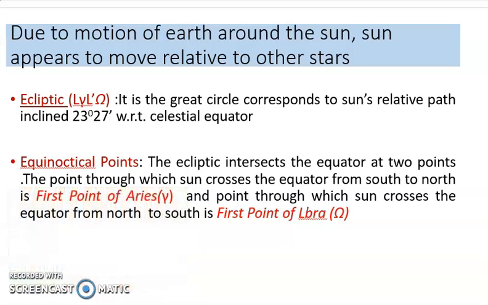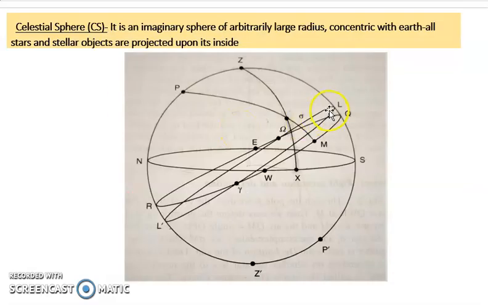That path we have represented here as the ecliptic. Here it is L, gamma, L dash, omega.